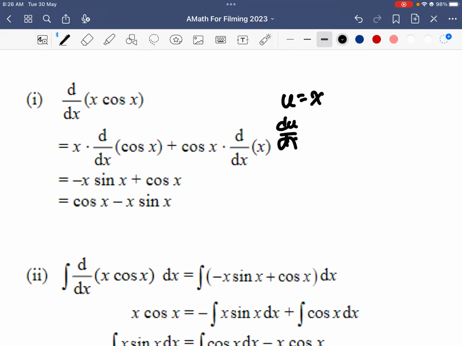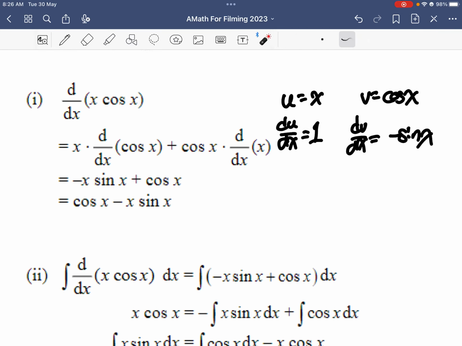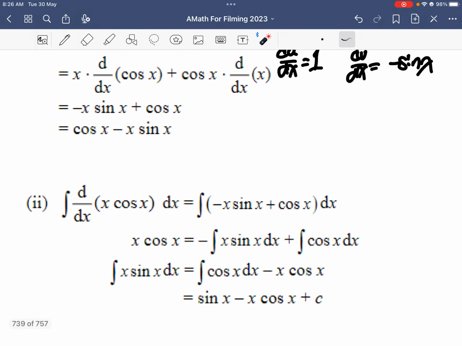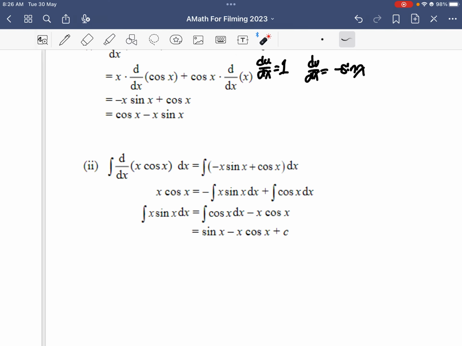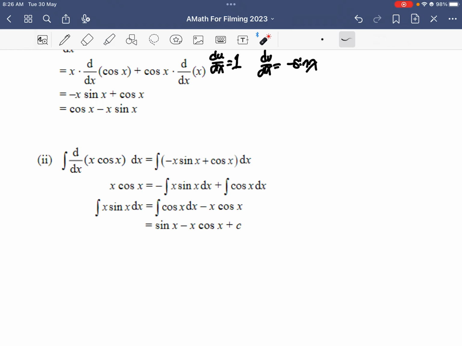Now applying the product rule, if u is equal to x, du/dx is 1. If v is cosine x, dv/dx is equal to negative sine of x. Hence, applying the product rule will give you cosine x minus x sine x. Now, same thing, what we do here is this. If I integrate negative x sine x plus cosine x, what I should get is x cosine x. So what I do here is I will rearrange my terms.